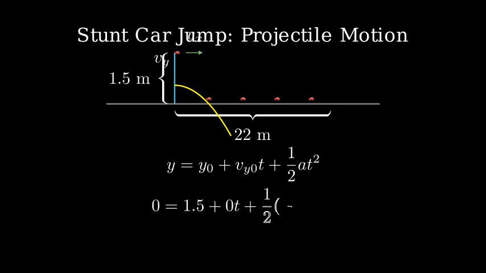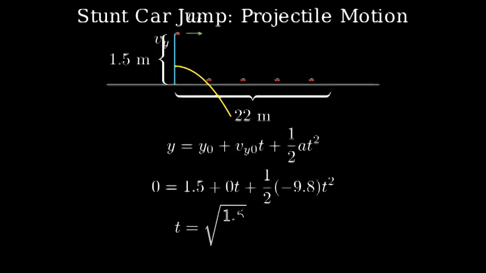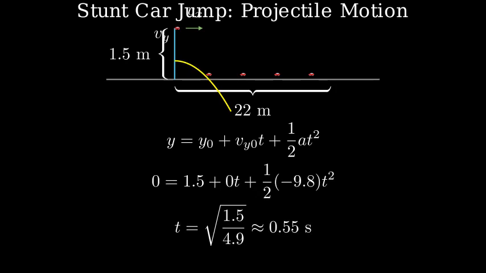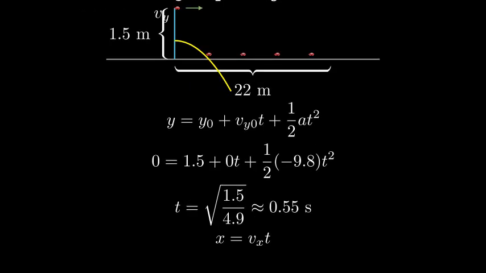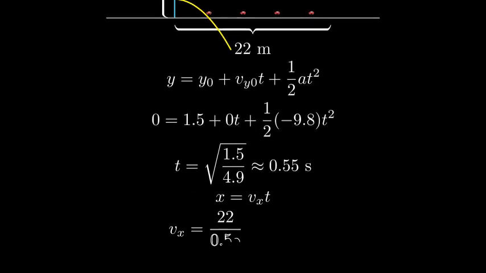Since we start at 1.5 meters with zero initial vertical velocity, and acceleration due to gravity is negative 9.8 meters per second squared, we can solve for the time it takes to reach the ground. Solving for t, we get 0.55 seconds. Now that we know the time, we can find the required horizontal velocity using distance equals velocity times time. 22 meters divided by 0.55 seconds gives us 40 meters per second, or about 90 miles per hour.